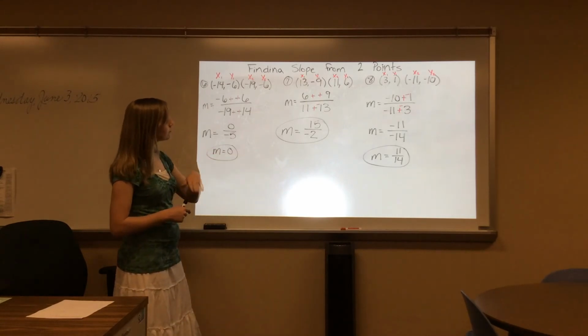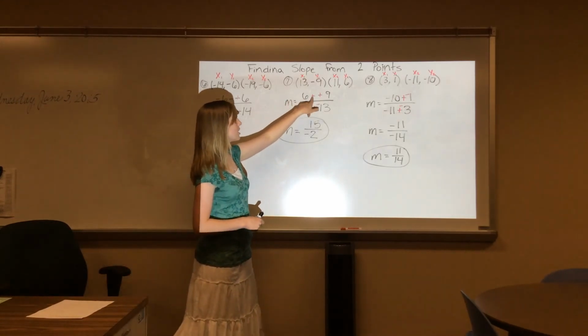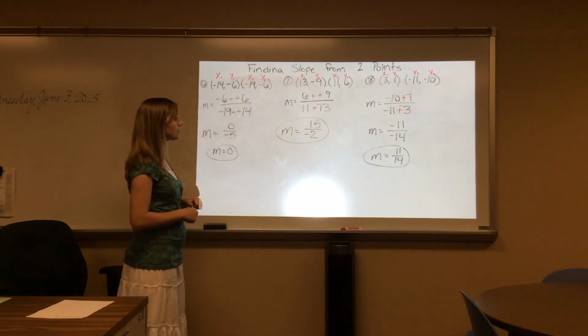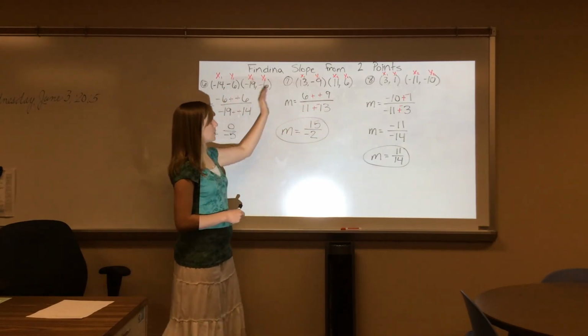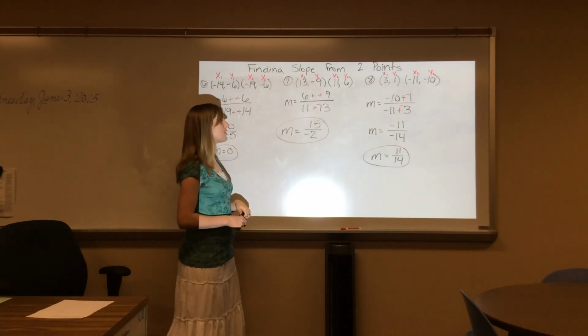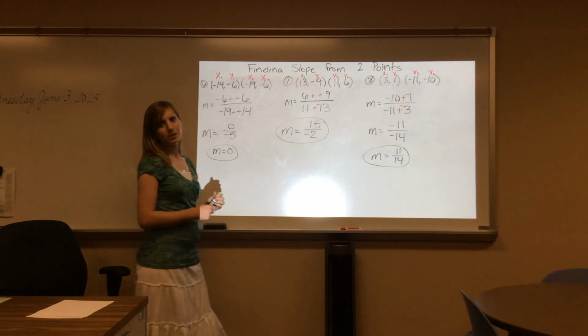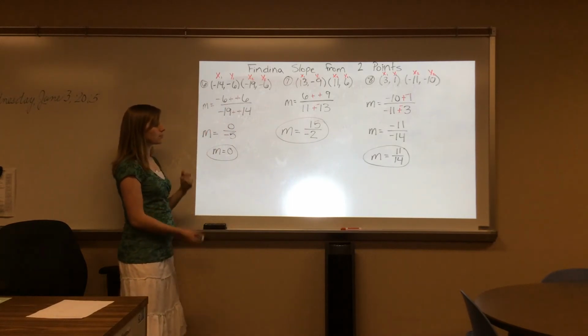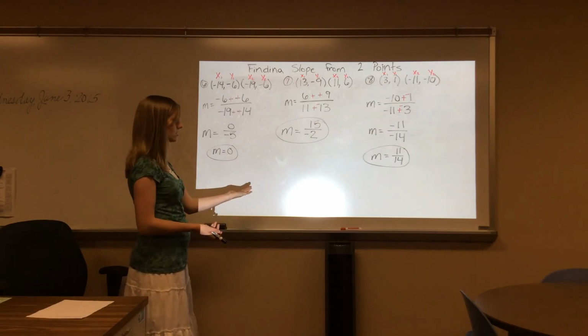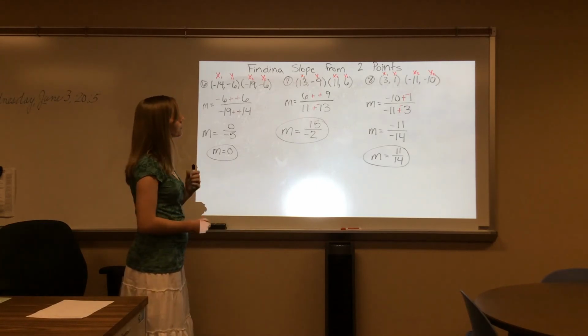For number 7, I have 6 and I changed it to plus positive 9 over 11 plus negative 13. And when I do my addition and subtraction, I get m equals 15 over negative 2. And you cannot make it into a mixed number because you're not supposed to. And you can't simplify it, so that's just our answer, 15 over negative 2.